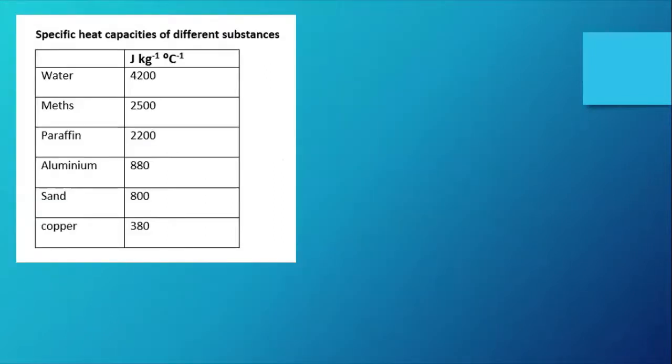Different substances have different specific heat capacities. Now, look at this here. Water, 4,200. Aluminium, 8,800. Sand, 800. In all cases, joules, kilograms to the -1, degrees C to the -1.